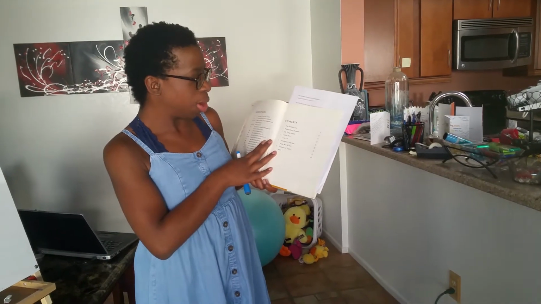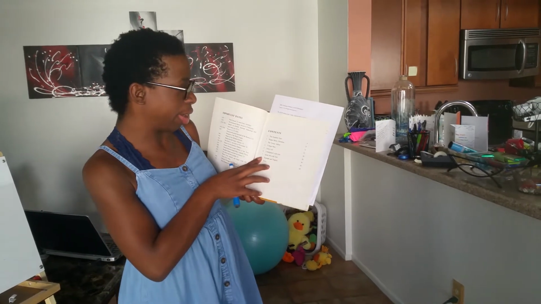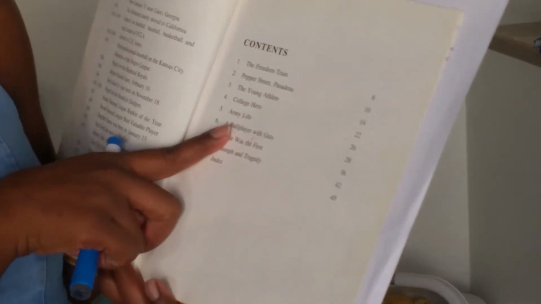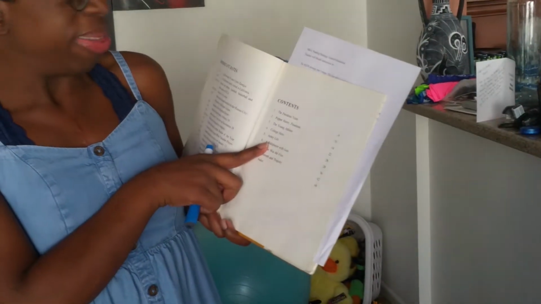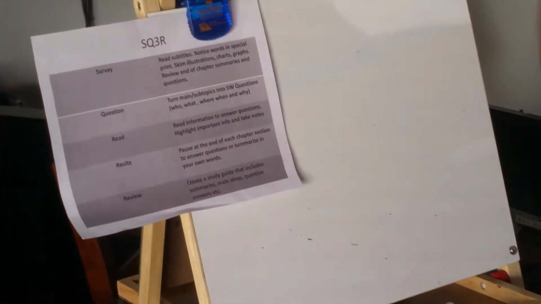And then Pepper Street, Pasadena. So we want to know where that is. We're not really sure where that is, and hopefully the story will give more details to that. So the next 3 chapters are the young athlete, college hero, and army life. I wonder what that has to do with him. That might help us answer the questions of when. So when those take place.